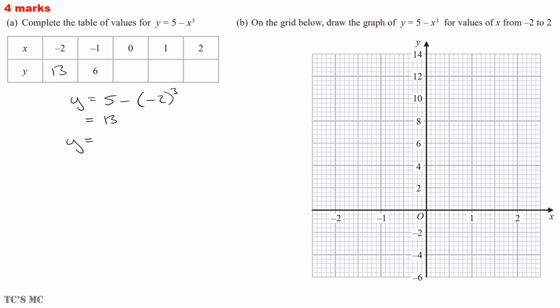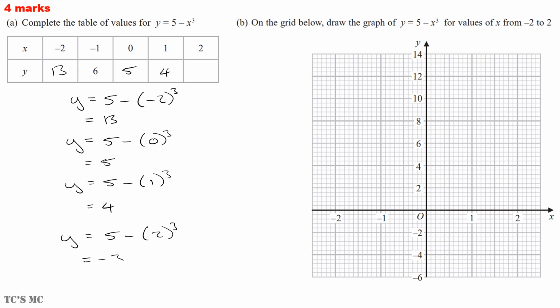Do the same for the 0 and we get 5. Do the same for the 1 and we get 4. And lastly, do the same for the 2 and we get -3. If 2 or 3 of our values are correct, we would get 1 mark. If all of them are correct, we would get 2 marks.